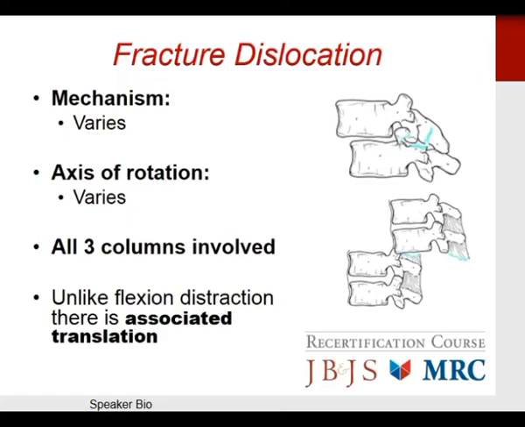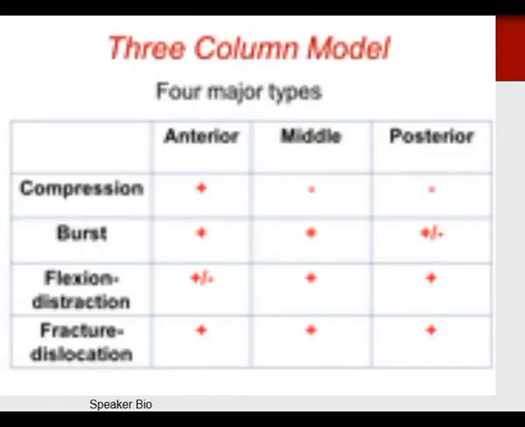In a fracture dislocation, the mechanism is variable. There's a translation and all 3 columns are involved. Unlike the flexion distraction injuries, there's associated translation which results in neurologic injury, and these are highly unstable fracture patterns.